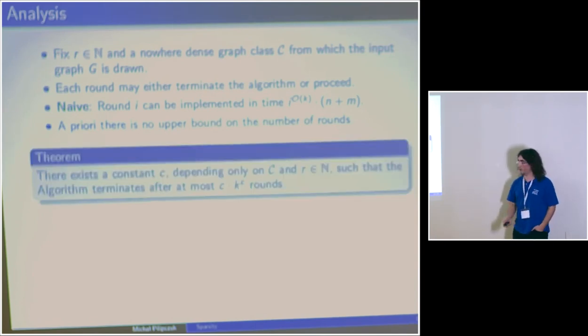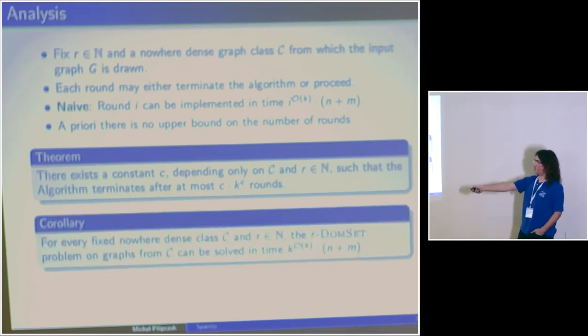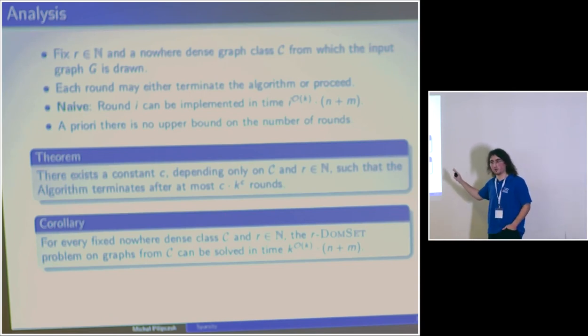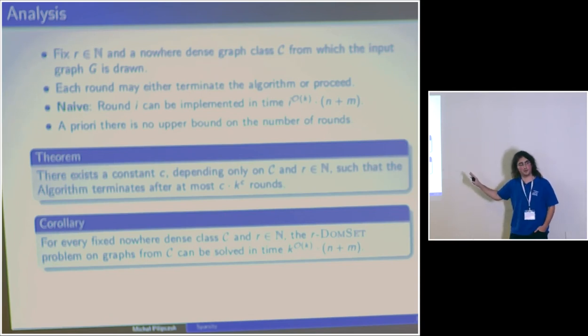I will prove to you that this algorithm will always terminate in a number of rounds that is bounded not only by a function of k, but actually by a polynomial of k. Yes? Which means that for every nowhere dense class C and radius r, the r-dominating set problem I can solve in this running time. Because every round will be like polynomial, so I will apply this algorithm only on i being a polynomial. Yes? So I will get this kind of running time, which is already quite a good running time for an FPT algorithm. Yes?